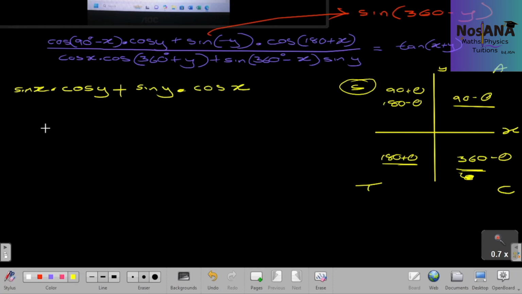Okay, cool. So now we move on to the denominator. The numerator has been dealt with. Now we are going to deal with the denominator. What do we see there? We have cos, so we're just going to rewrite that: cos x, times what we have there. We have cos(360 plus y). Also in this bracket here, we actually have cos(360 plus y). In other words, we just have y.